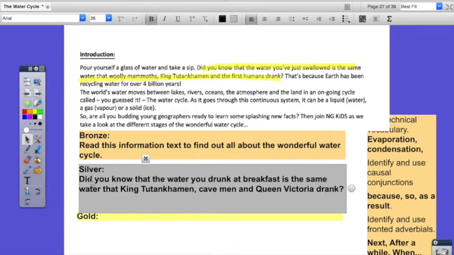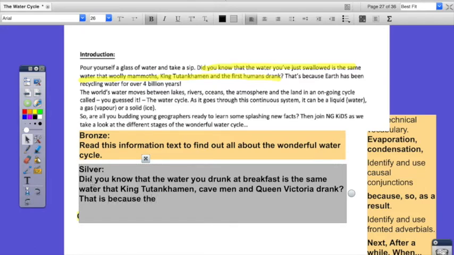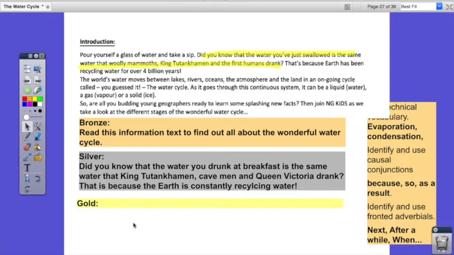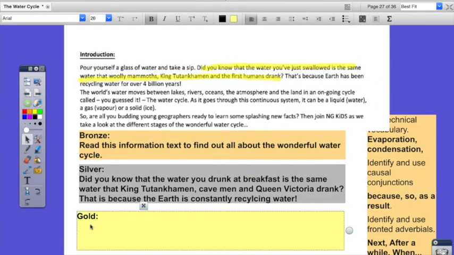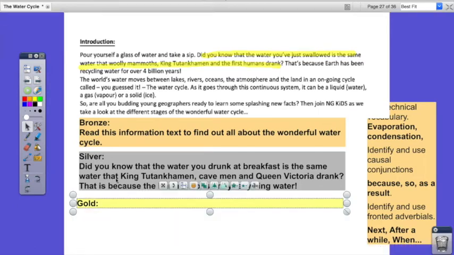Okay. That is because the Earth is constantly recycling water! Okay, so there you've added a bit of humour. You're drawing the reader in. If I was reading that, I think, yeah, actually, I would like to know a little bit more. If, however, you're thinking, no, I can do better than that, could you do this?